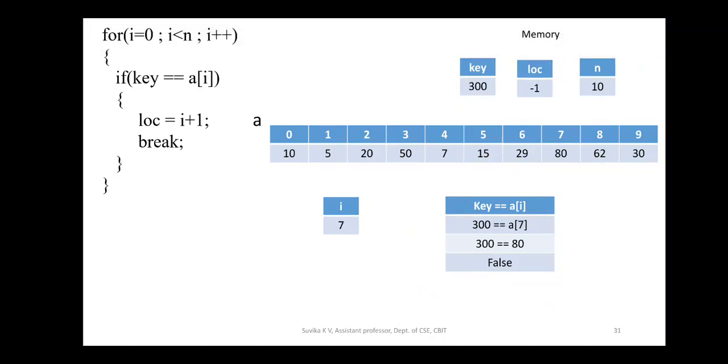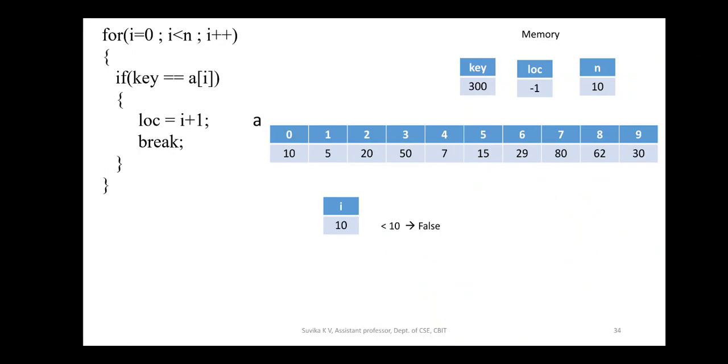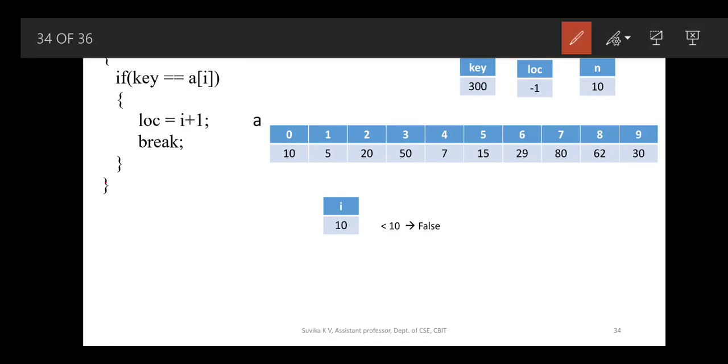A of 7, 80, false. A of 8, 62, yes, it is not equal to 300, so false again. At last a of 9, it will become 30, then again it is false. So when i becomes 10, is 10 less than 10? No, right? It is equal to, so it will become false. So even though it completely ran the for loop, it became false. So it will come out now.